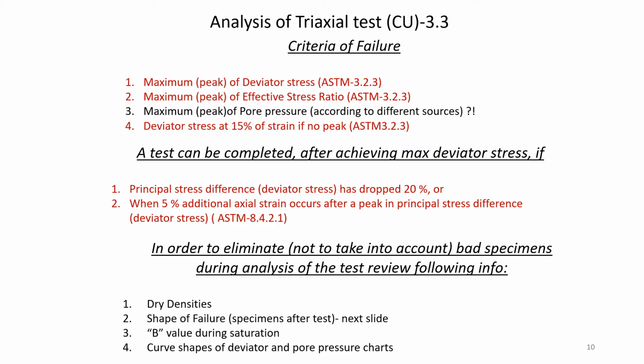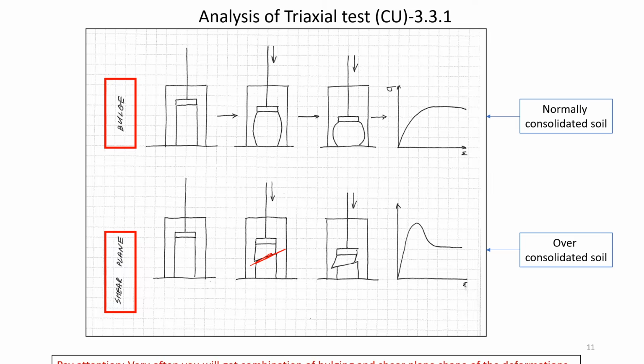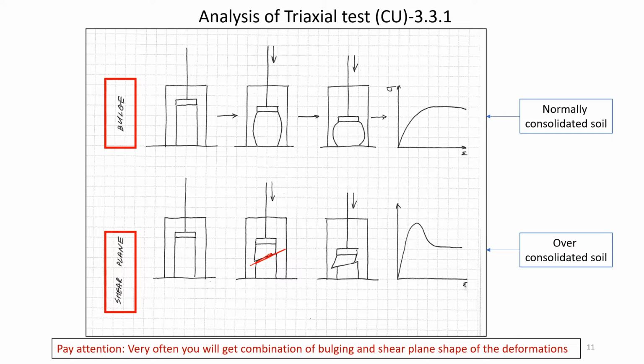During analysis, and we are going to talk about that in part 2, you have to look at dry density, shear profile, B value during saturation, and all information provided generally in the report, and curve shapes. Rule of thumb: normally consolidated soils fail in a bulge shape. Over-consolidated soils fail as a shear plane. So you can see the shear plane here. Okay? Now pay attention. In reality, very often you will get a combination of bulging and shear plane shapes of deformation during the shear.